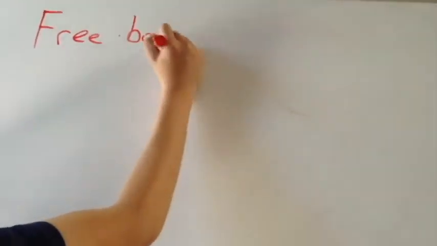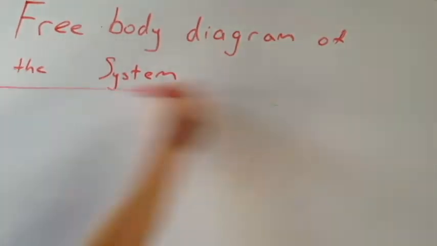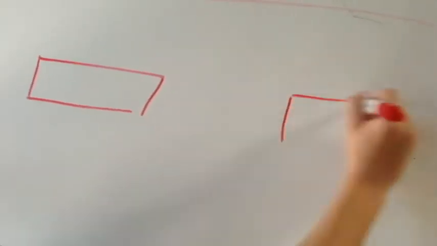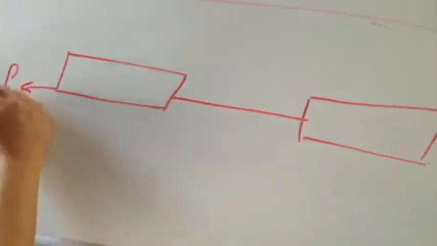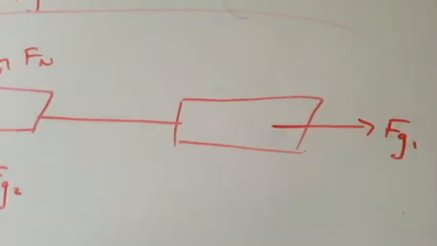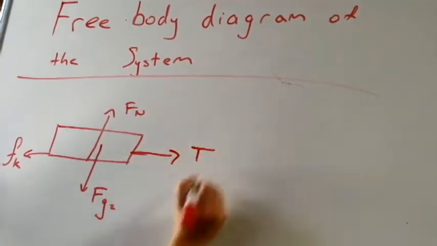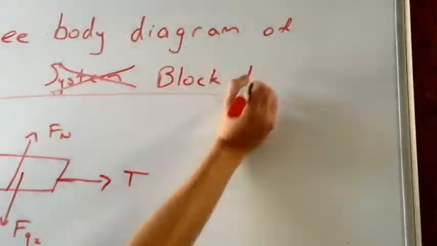Like in all physics problems, let's draw a free body diagram. Let's start with the system. Since we're looking at the system as a whole, the force of tension is not considered. Once we isolate block 1, we have to consider tension as a force in our diagram.